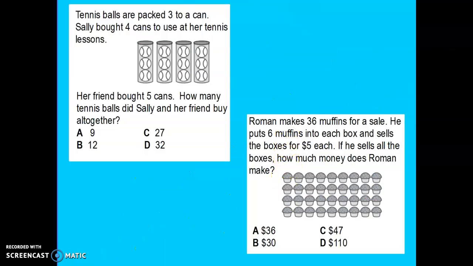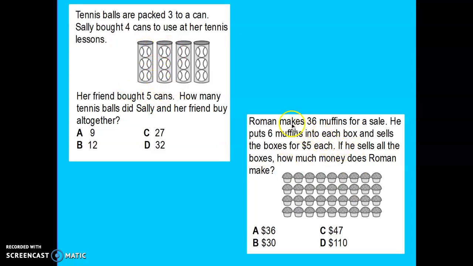Finally, I'm not going to go over how to solve these problems. I just want to show you a couple of examples of how these multi-step problems will look. Here's example 1. Tennis balls are packed 3 to a can. Sally bought 4 cans to use at her tennis lessons. Her friend bought 5 cans. How many tennis balls did Sally and her friend buy altogether? So students will need to do 3 times 4. Then they need to do 3 times 5 and add up the two numbers together.